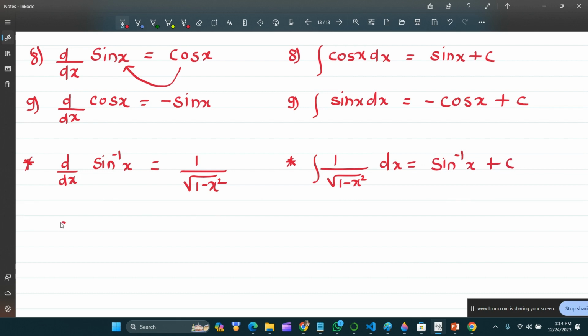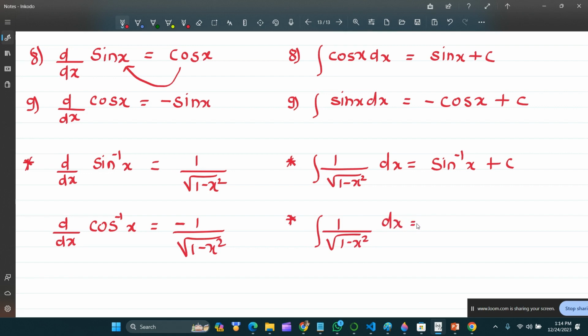Similarly, the derivative of cos inverse x. We already know that the derivative of cos inverse x is the same, there is only a minus sign extra: minus 1 upon root 1 minus x square. So the integration of 1 upon root 1 minus x square into dx is equal to minus cos inverse x plus c.